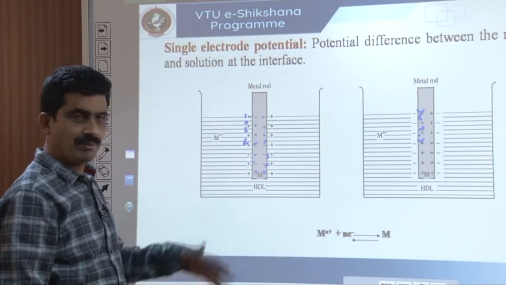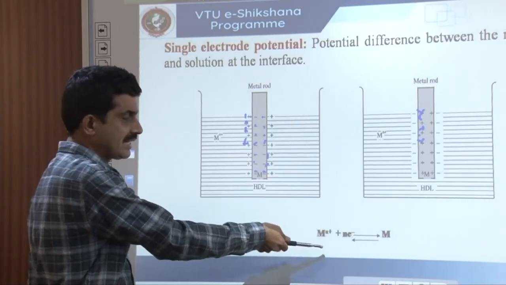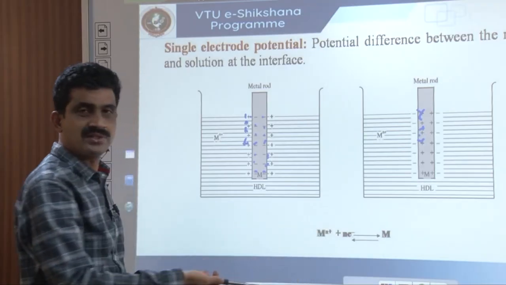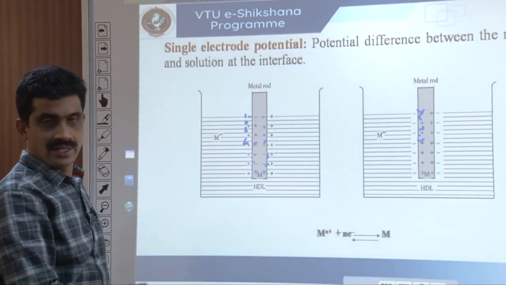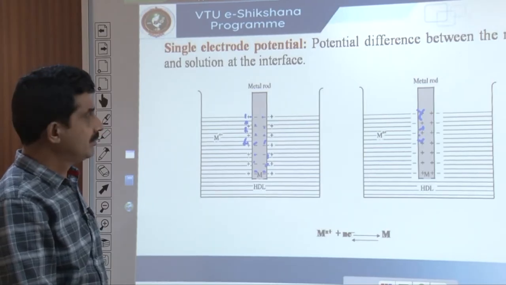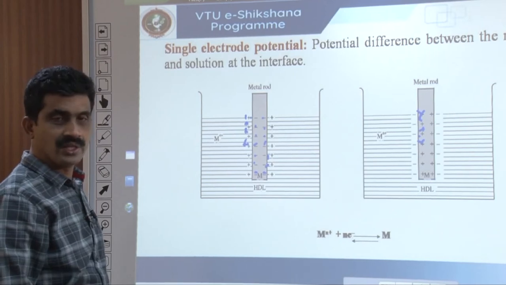After a certain point of time, a state of equilibrium is reached. We represent it as M^n+ plus n electrons giving M. So, this is the meaning of single electrode potential.